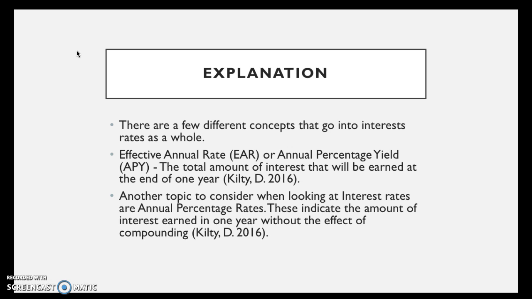There are a few different concepts that go into the topic of interest rates as a whole. One is the effective annual rate, or annual percentage yield. This is the total amount of interest that will be earned at the end of 1 year. Another important topic to consider when looking at interest rates are the annual percentage rates, or APR, which is something we've all heard pretty regularly, and these indicate the amount of interest earned in 1 year without the effect of compounding.